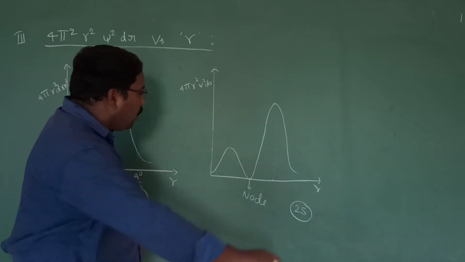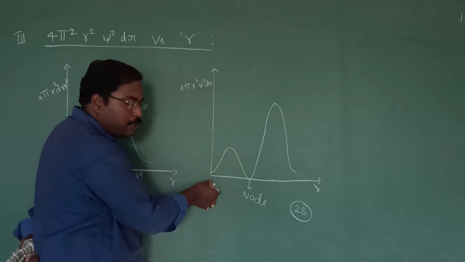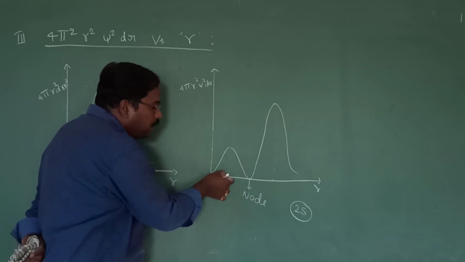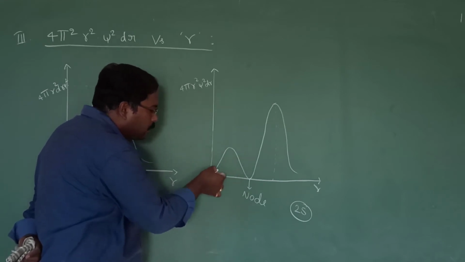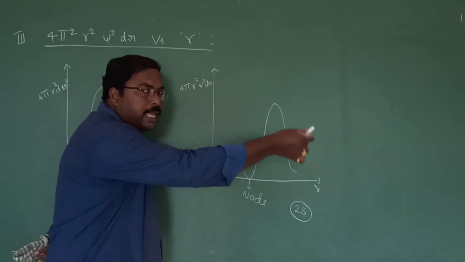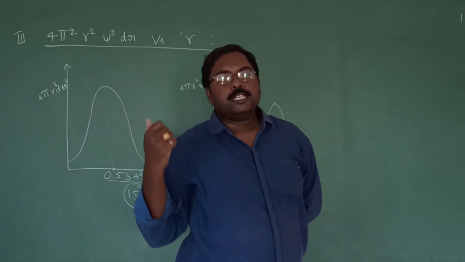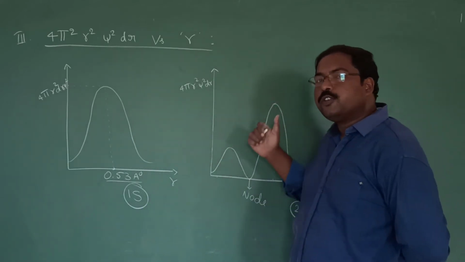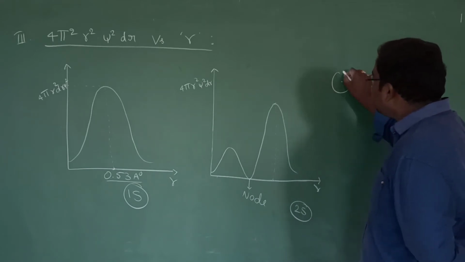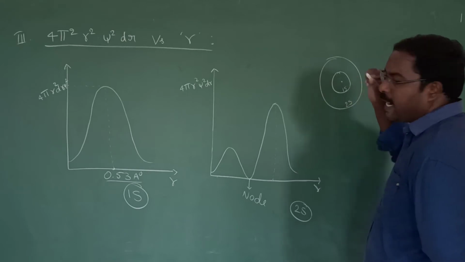If you observe, this first peak is close to the nucleus, right? Because these r values represent when the electron is close to the nucleus, and this value represents when the electron is away from the nucleus. You tell me, 1s orbital is close to the nucleus and 2s orbital is close to the nucleus. We know 1s orbital belongs to the first orbit, 2s orbital belongs to the second orbit.